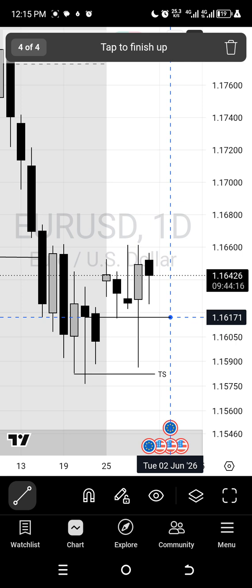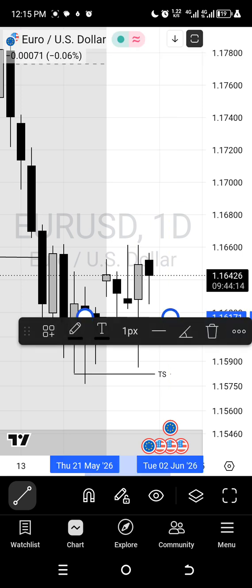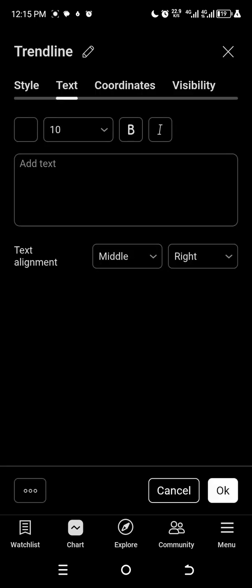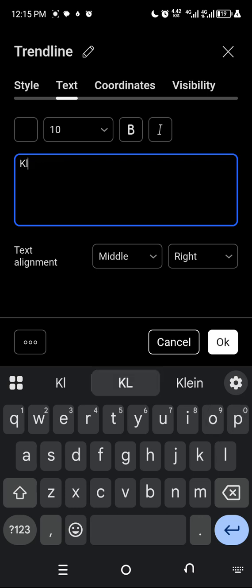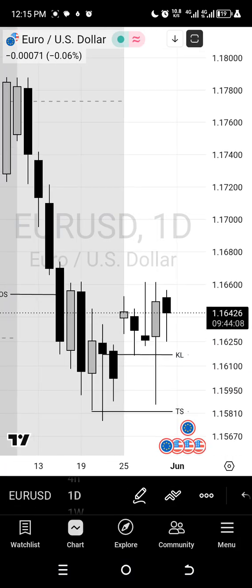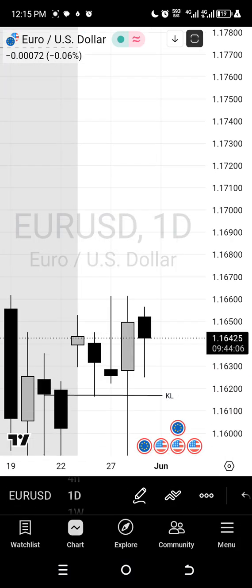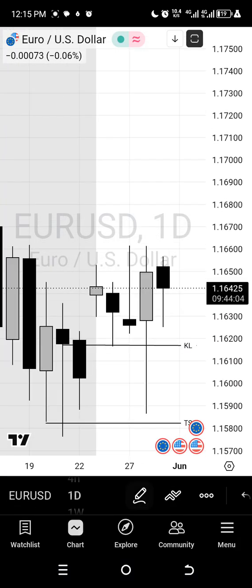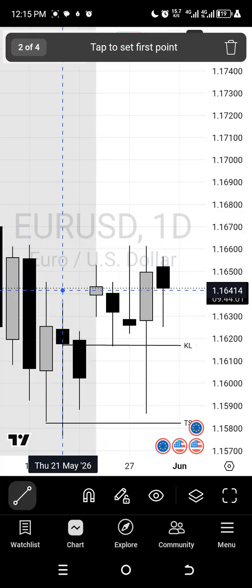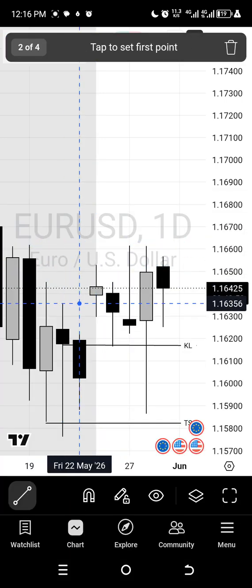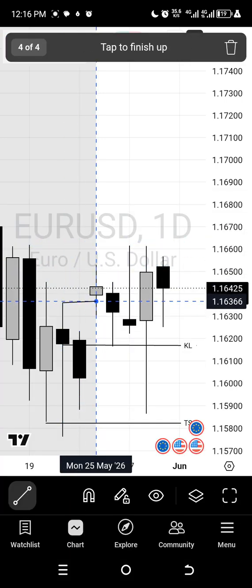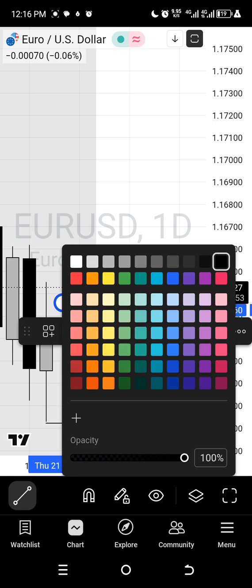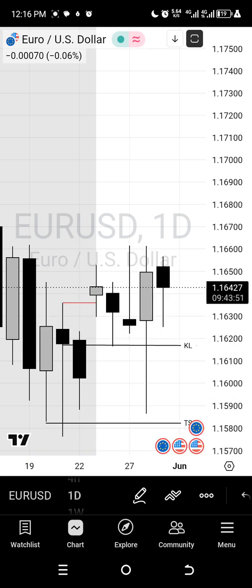Okay, with that said, we can just level it down, put that key level. Then the reason why we call that our rejection block is because the market actually engulfed that candle with a bullish candle. When the market engulfed the candle that swept liquidity, we can consider it as our order block.